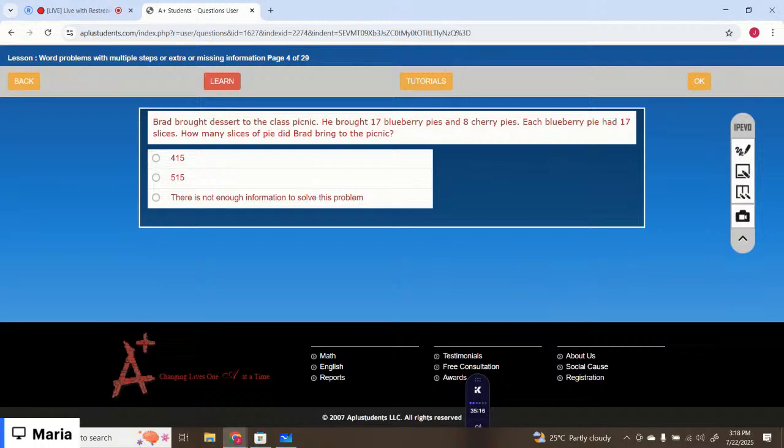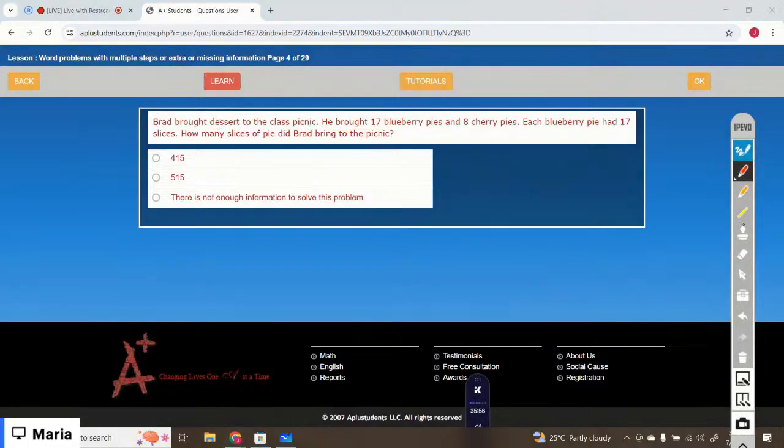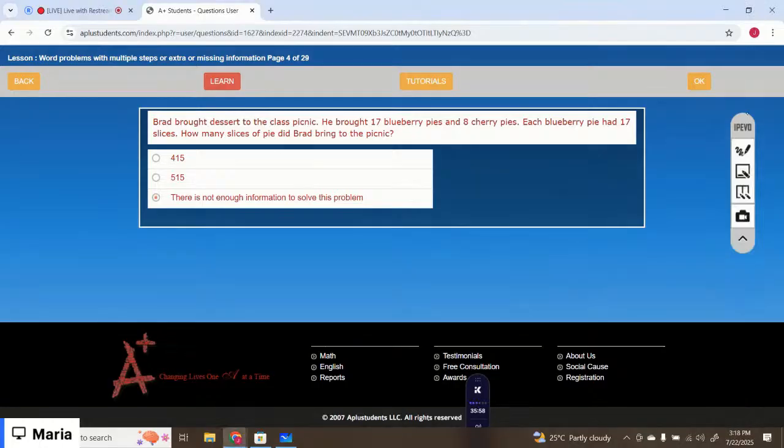Brad brought dessert to the class picnic. He brought 17 blueberry and 8 cherry pies. Each blueberry pie had 17 slices. How many slices of pie did Brad bring to the picnic? So we are not given how many slices the cherry pies have, right? The correct option is there is not enough information to solve this problem.